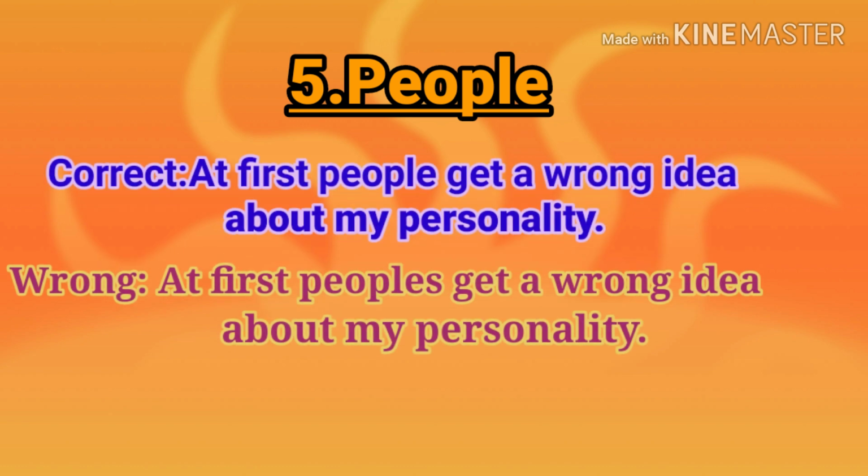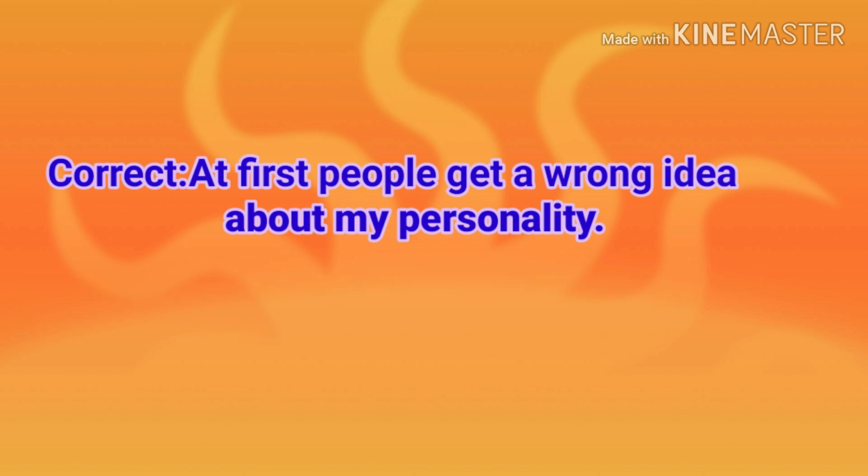And the fifth one is also the same as child. Here it is people. Just look at the correct sentence: "At first, people get a wrong idea about my personality." And the wrong sentence is "At first, people's get a wrong idea about my personality." There is no word like people's, only people.